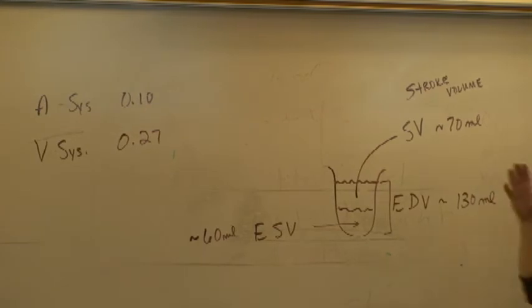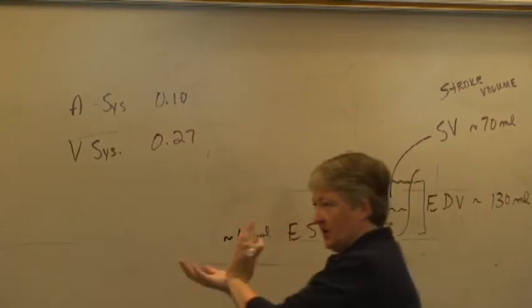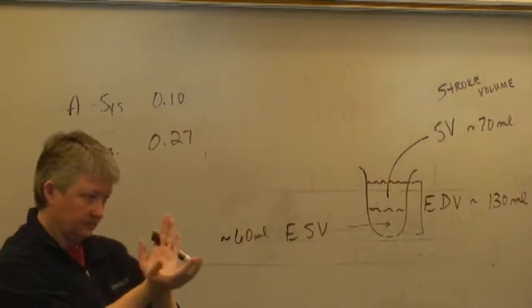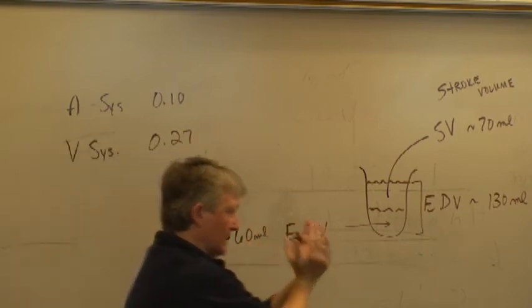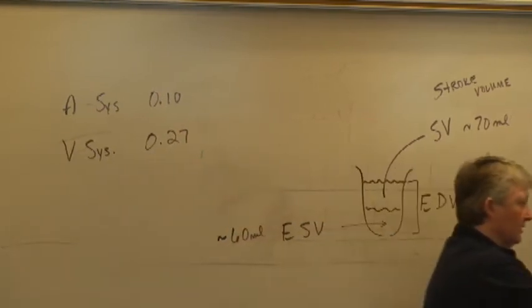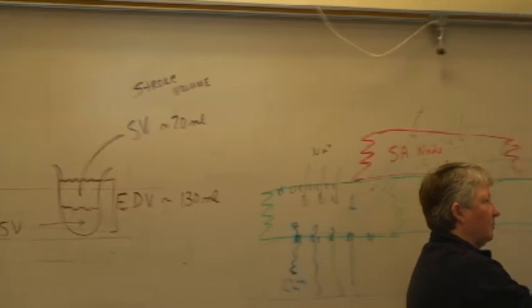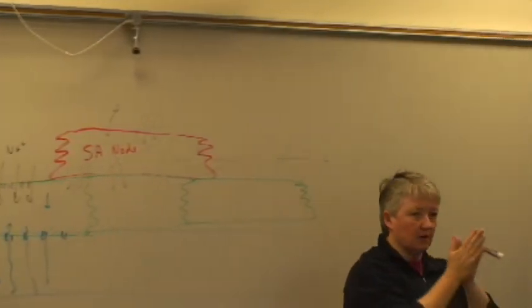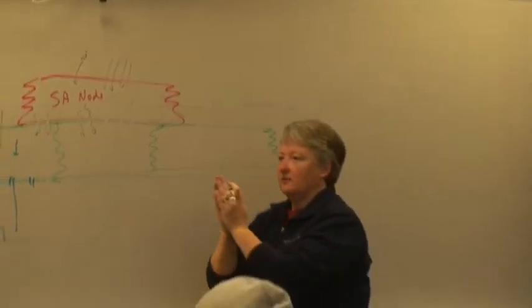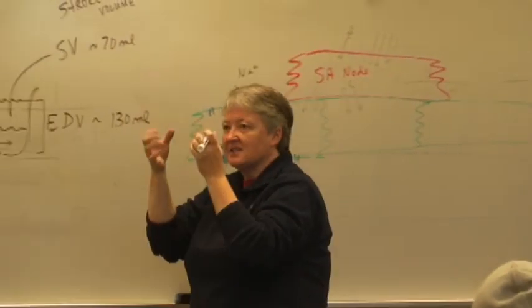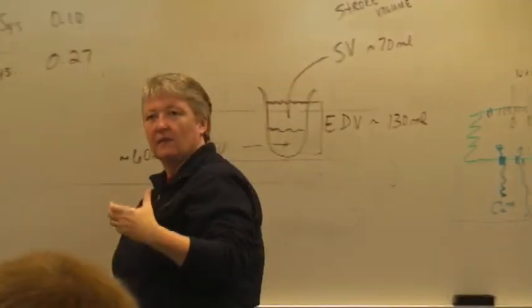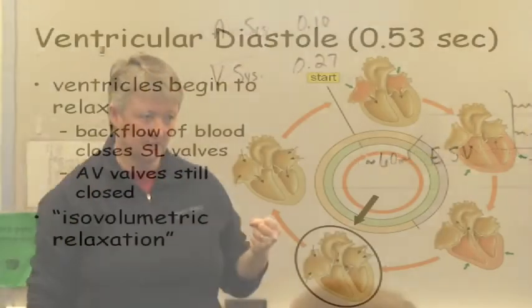So on average, the ventricles can hold about 130 mils each. The end diastolic volume, diastolic relaxation. Ventricles contract, they pump out about 70 mils, that's the stroke volume. And then they're left with about 60 mils. That's the end systolic volume, the amount of blood left after the ventricles have contracted.